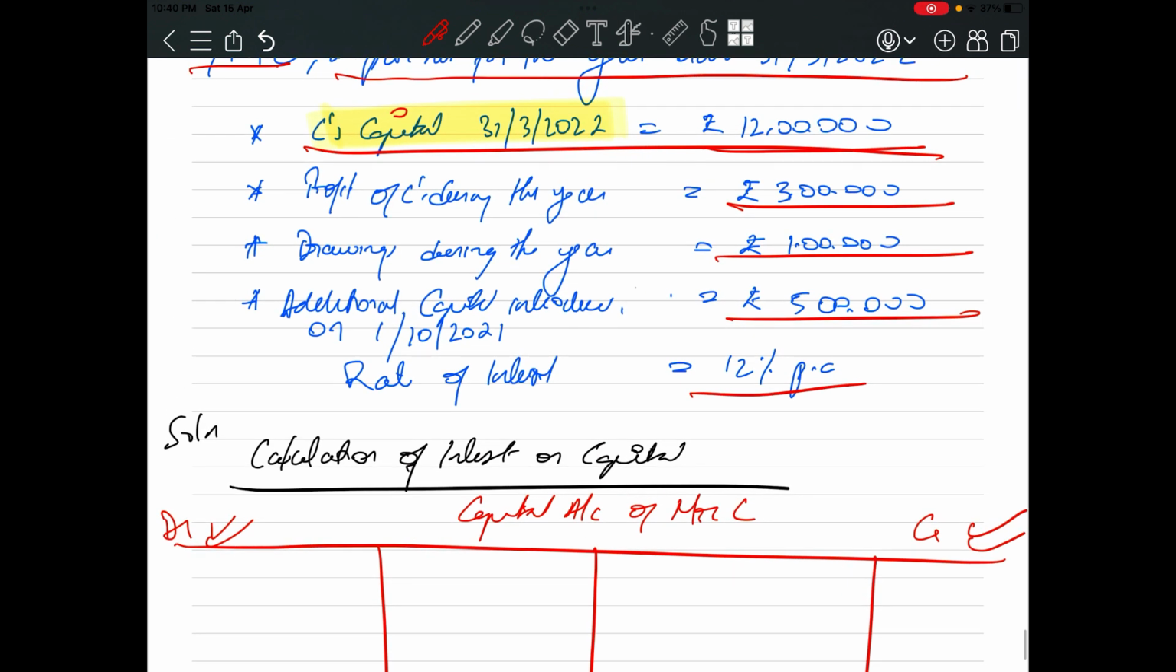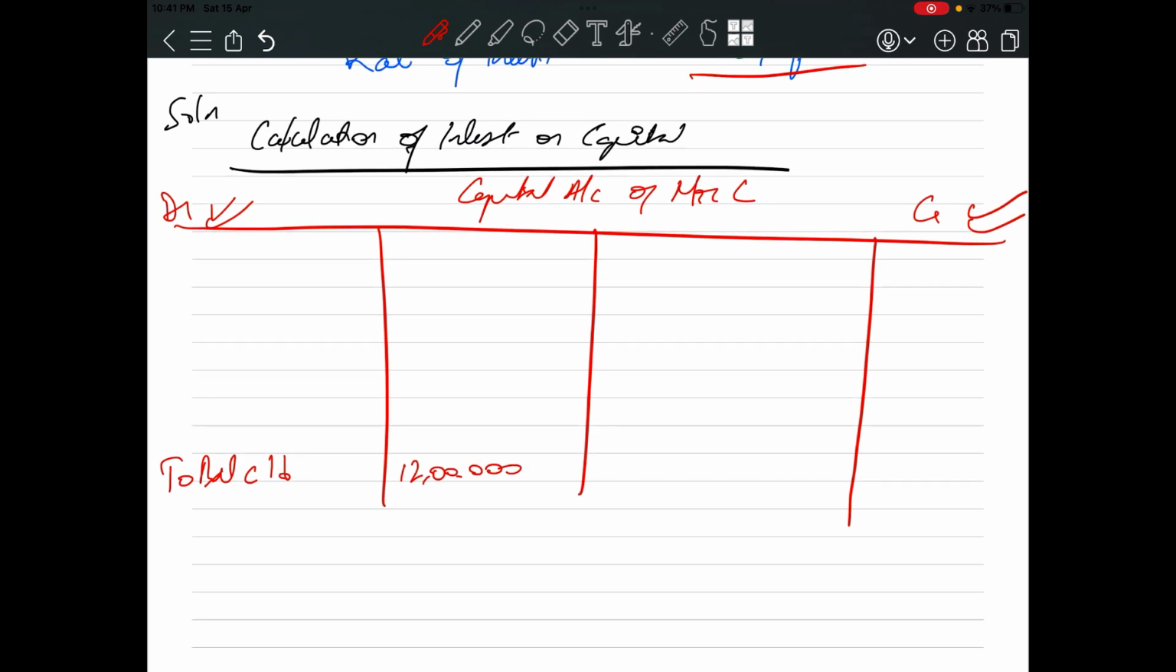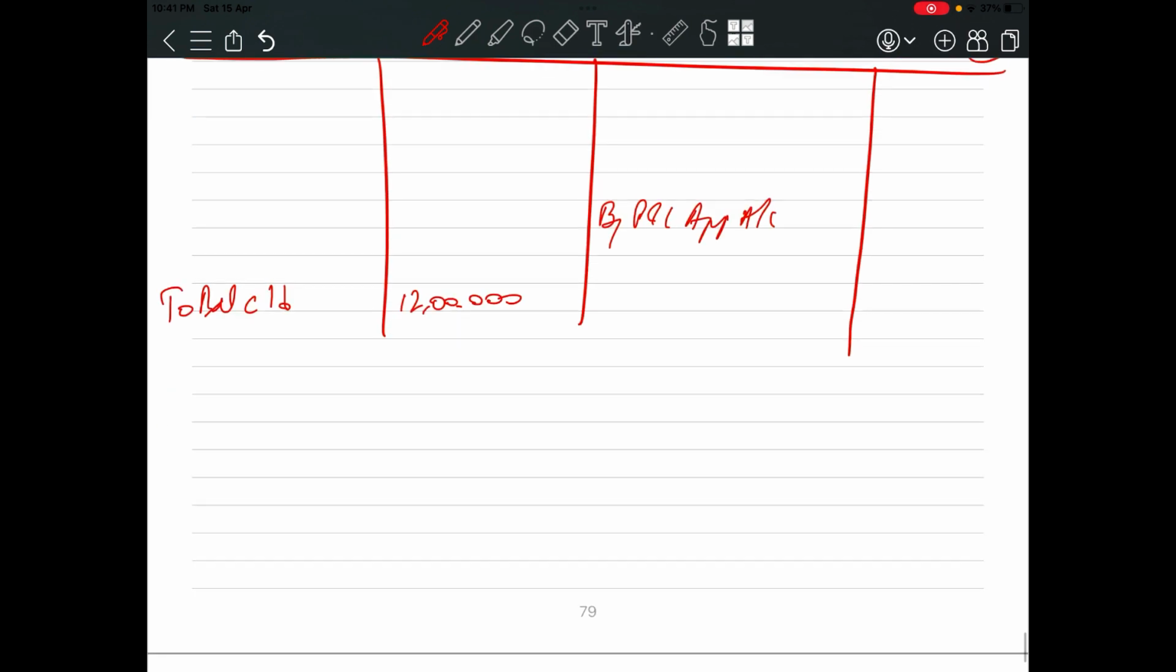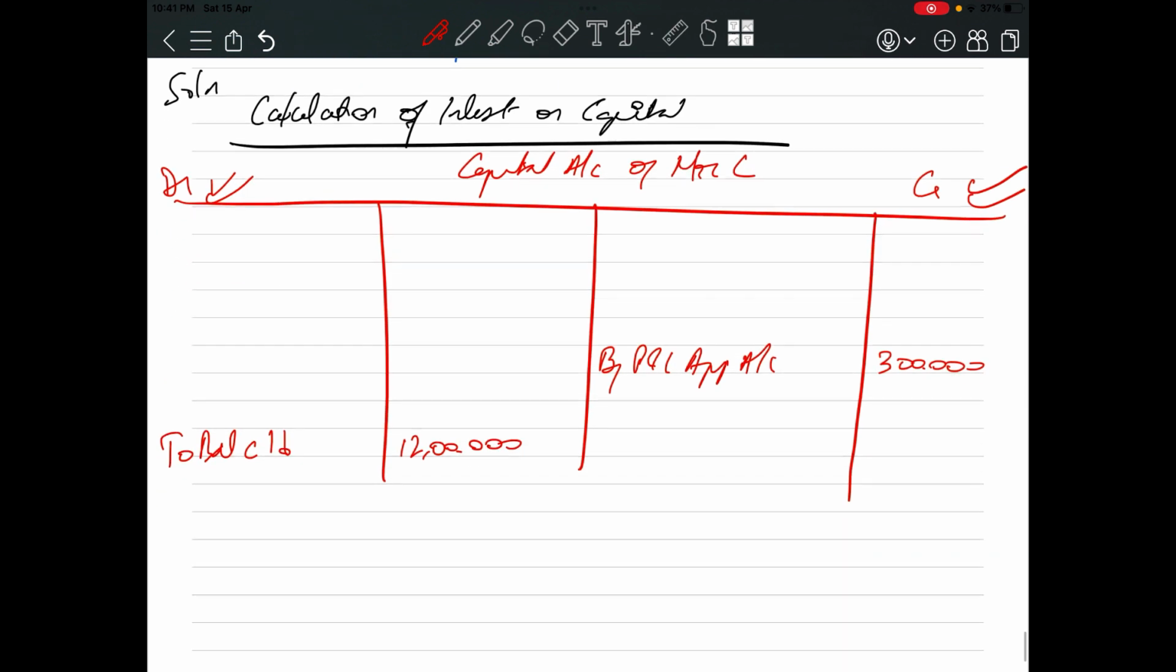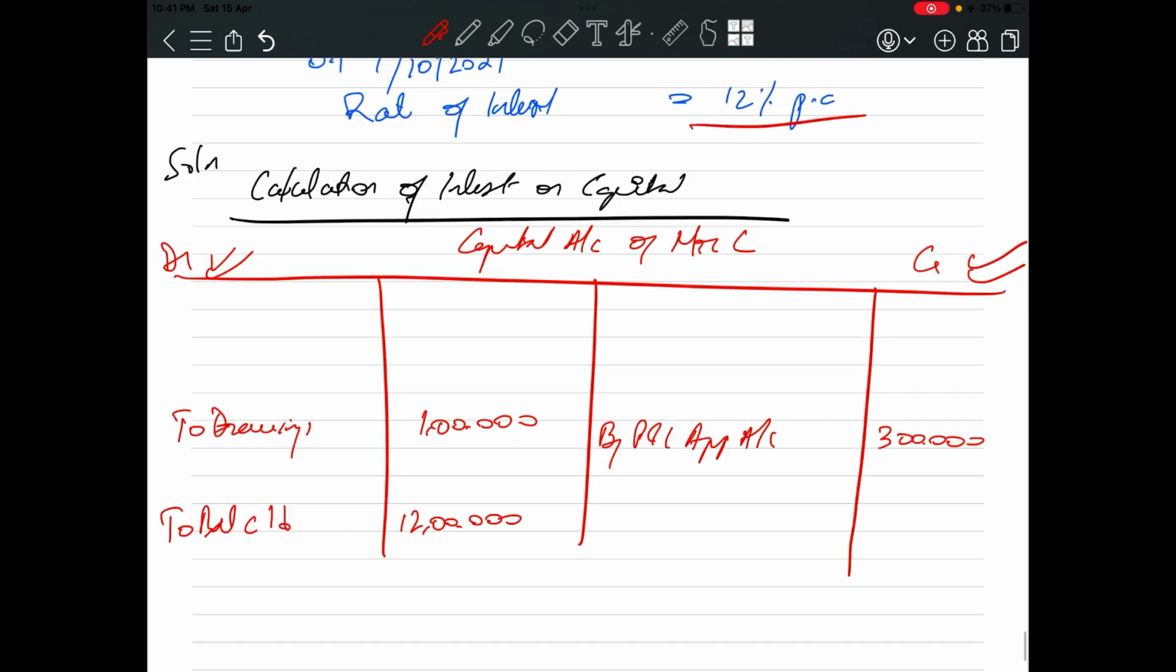We have to solve the question according to the information. Okay, profits during the year. Profit will increase the capital balance, so it will be written at the credit side by P&L Appropriation Account. What is the amount? 3 lakhs. Next, drawings during the year is 1 lakh. Drawings will reduce the balance of the capital account, so it will be written on the debit side. Drawings, how much? 1 lakh. Okay, clear?